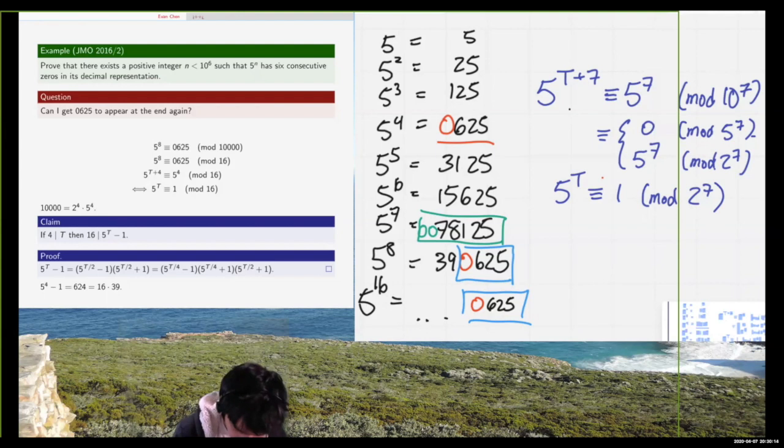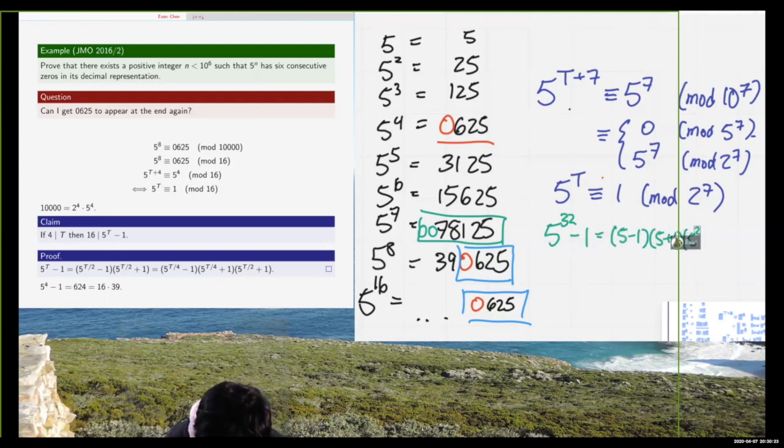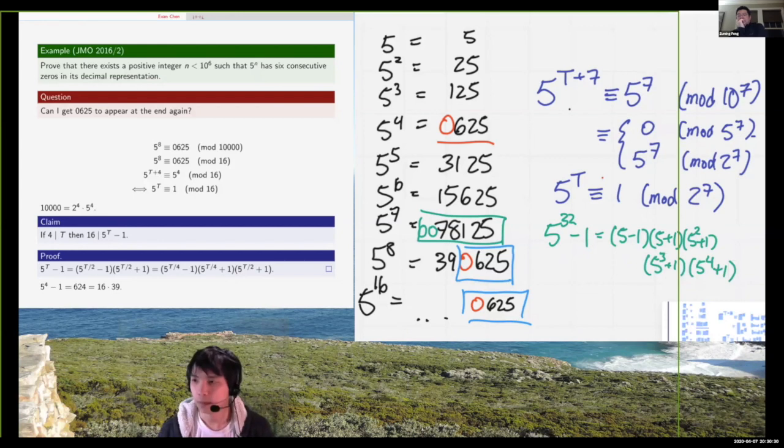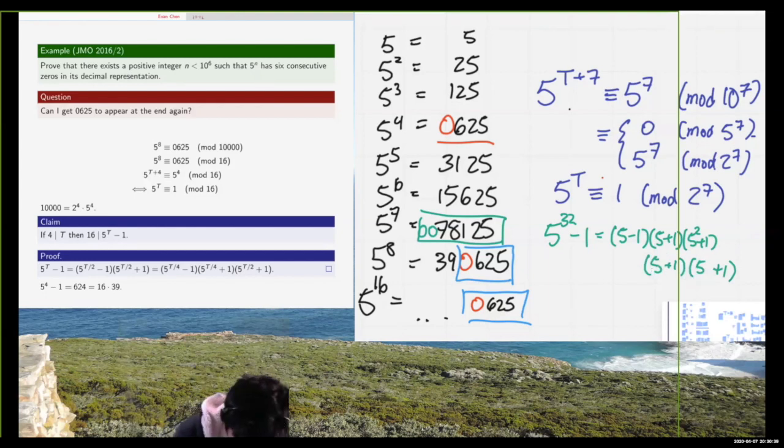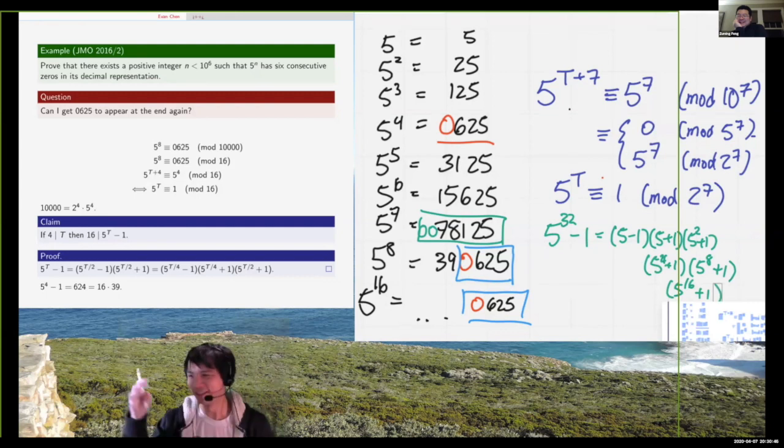Because if I have 5 to the 32 minus 1, it factors as a big difference of squares: 5 minus 1, 5 plus 1, 5 squared plus 1, 5 cubed plus 1, 5 to the 4 plus 1. And if you count, oh, what am I writing? No, that's not right, ignore that. That's off by a lot of orders of magnitude. All right, 5 to the 4, 5 to the 8, 5 to the 16 plus 1, there you go.